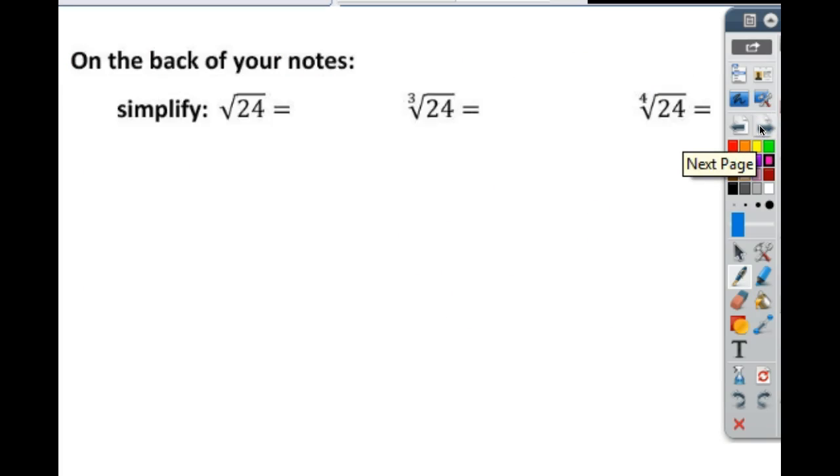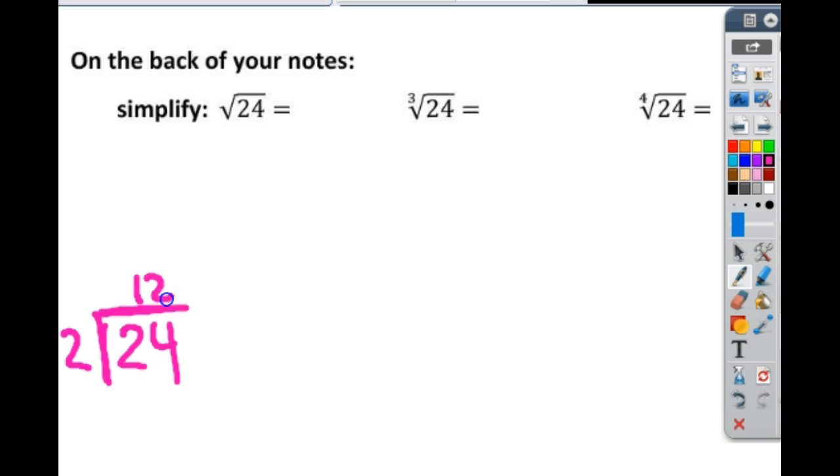Okay, now turn to the back of your notes and let me refresh your memory about simplifying here. This is just a regular square root. 24 is not a perfect square number. If you have a number that's not a perfect square number, how do you simplify it? Do you remember birthday cake? So when you have a birthday cake, you always start dividing by 2 if 2 will go into it. Will 2 go into 24? 12. 2 will go into 12. 2 will go into 6. 2 won't go into that.